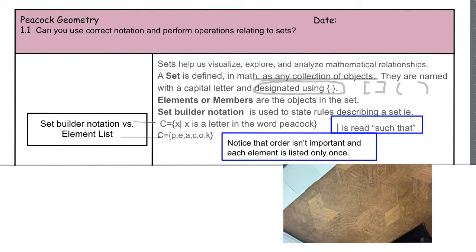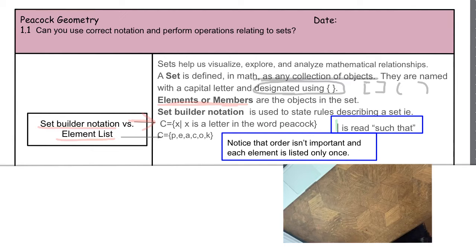Elements, also called members, are the objects within the sets. And set builder notation is how we describe a set. There are two ways we describe a set. We can either describe a set with set builder notation, or we can use a set element list. So the first example would be set builder notation, and we read this: set C is equal to all elements X such that X is a letter in the word peacock. That little line right there is read "such that."